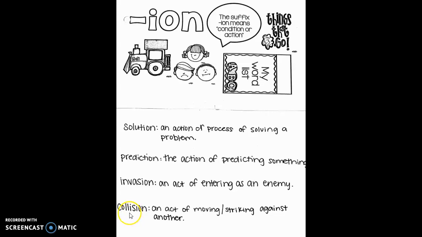The next part of this activity, you will need to do your multiple choice questions, and you're going to figure out which word goes best in the blank for the worksheet.